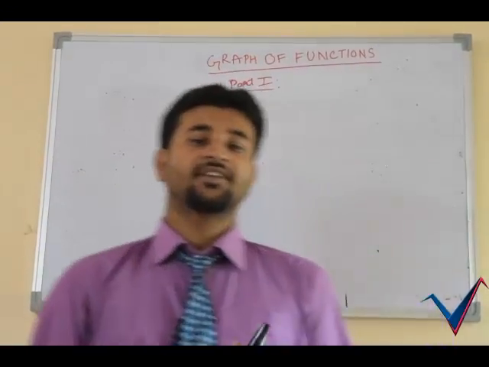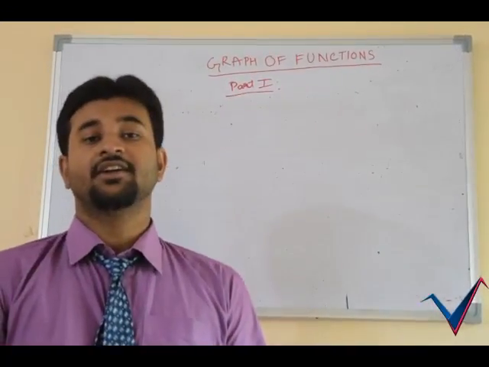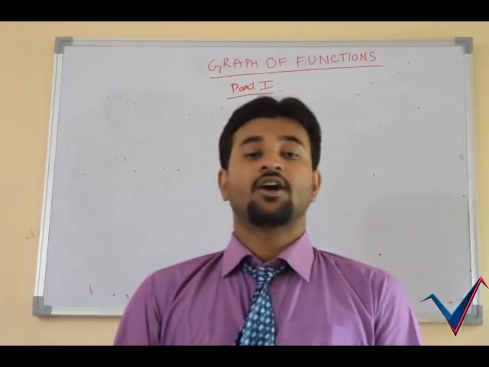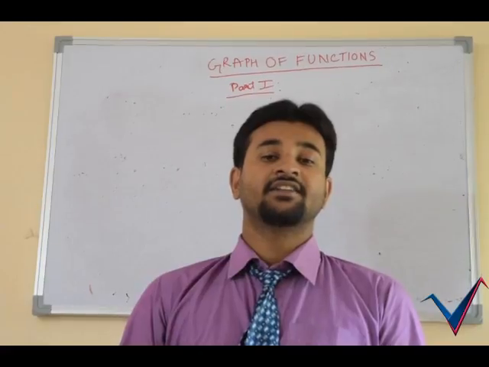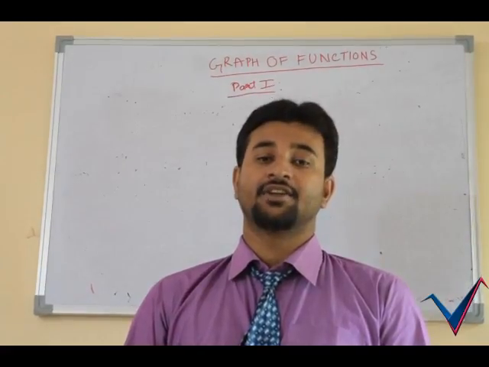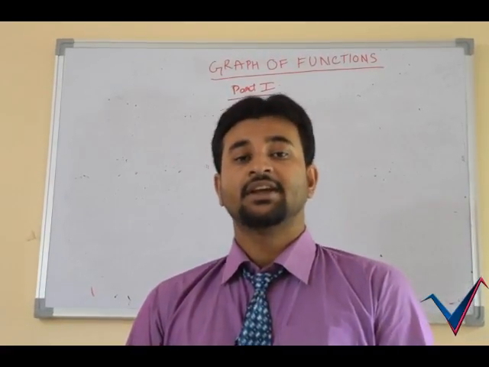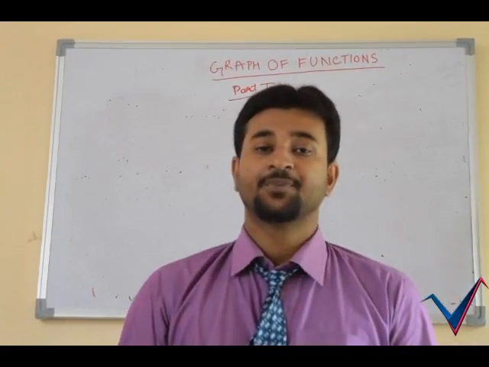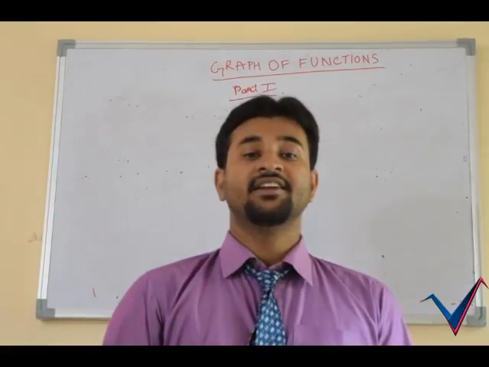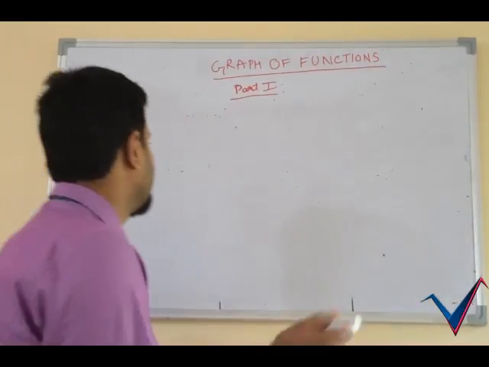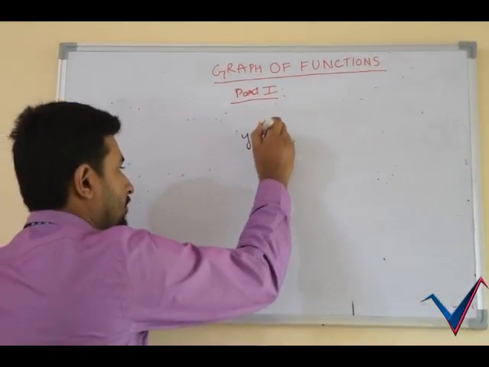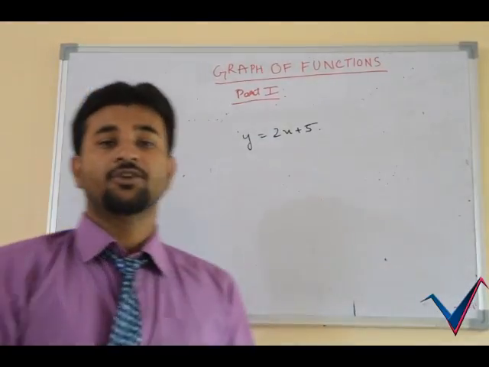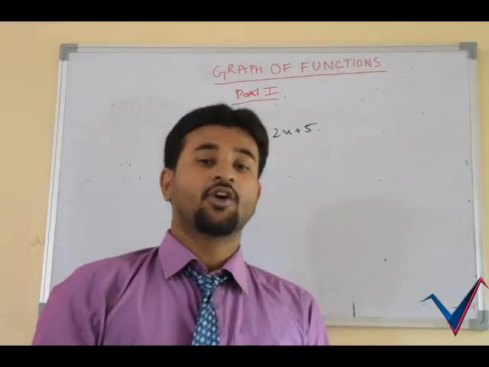So guys, in the previous lecture we discussed some standard forms of the equation of a straight line. In this lecture we will see how to draw different straight lines when the equation is given. We will consider some examples and see the methods of plotting the graph. Suppose you have a linear equation y equal to 2x plus 5 and you want to plot its graph.